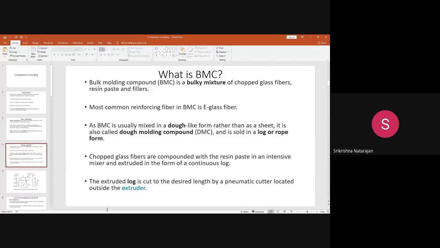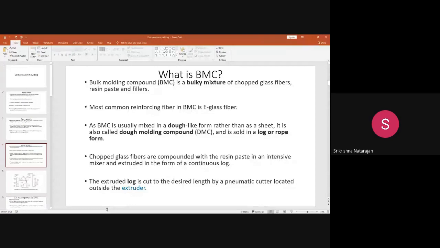There are many ingredients present, and one commonly used ingredient, as a reinforcement, is the glass fiber, which is the E-glass fiber. Here these chopped glass fibers are mixed with a number of ingredients like resin paste, which is a matrix material, and fillers, which are used to reduce the weight of the composite, and some other materials also, like a thickener, release agents, whatever ingredients are required, and color. If you want to make the composite in a colored form, you can add some pigments.